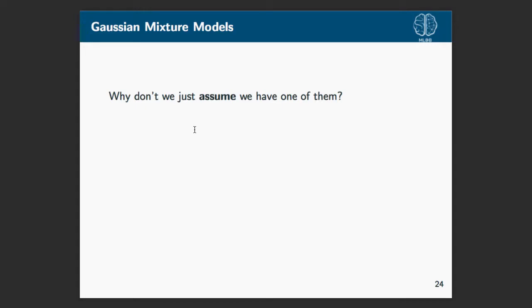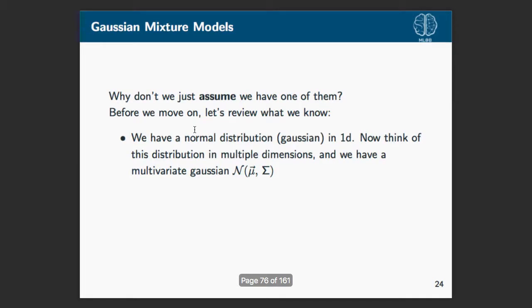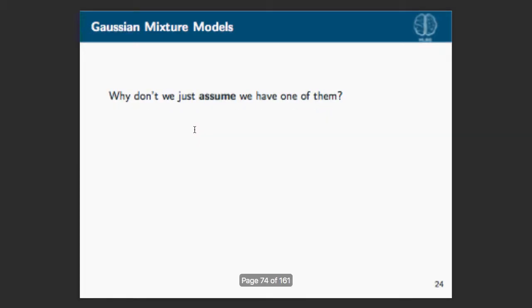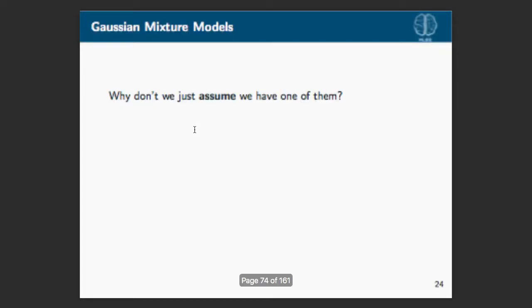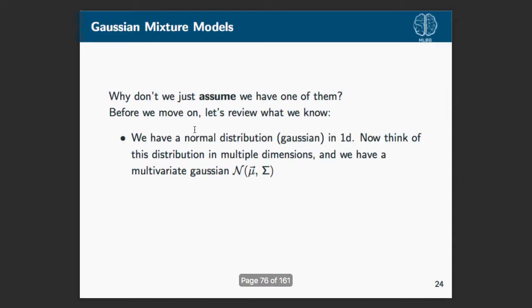So, what do we do? Can we just assume we have one of them? Sure, and we'll talk about that a bit. But let's review what we know first, just some mathematical background. This is a normal distribution in one dimension. We call this a Gaussian distribution, same thing as normal. That was in just one dimension.